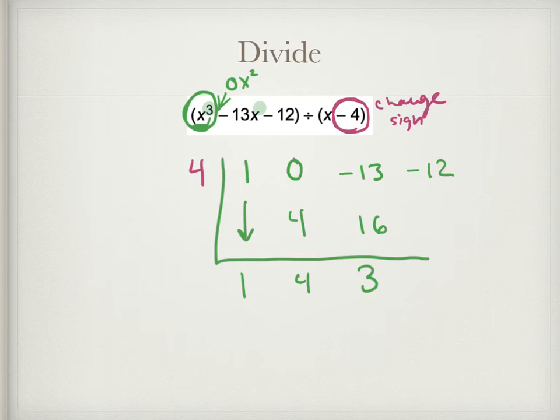Multiply. We always add on the inside and multiply on the outside. So we have 4 times 3, which is what? 12. And then negative 12 plus 12? 0.